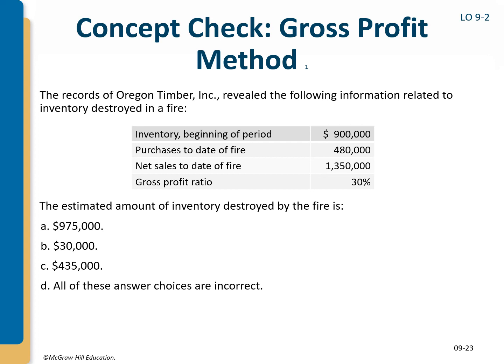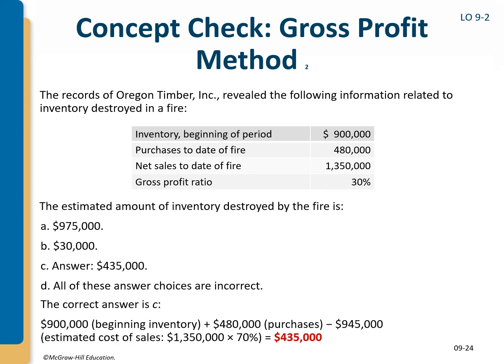Now think of this. If sales represents 100%, gross profit is 30% of that 100%. So what does that mean? 30% of our sales is left as profit. So that means 70% of our sales are cost of goods sold. So take the $1,350,000 times 0.7. So the estimated cost of goods sold would be $945,000. Subtract that from your $1,380,000. Estimated ending inventory, $435,000.